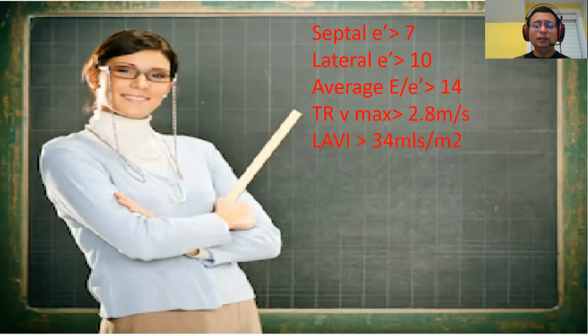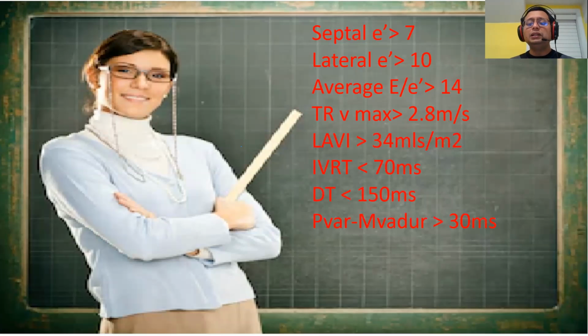LAVI that is more than 34 is abnormal. IVRT less than 70 is abnormal. Deceleration time less than 150 milliseconds is abnormal. Pulmonary vein atrial reversal duration minus mitral valve A wave duration more than 30 milliseconds is abnormal. The presence of LVF is abnormal. And lastly, a positive Valsalva maneuver, meaning no increase in left atrial pressure.